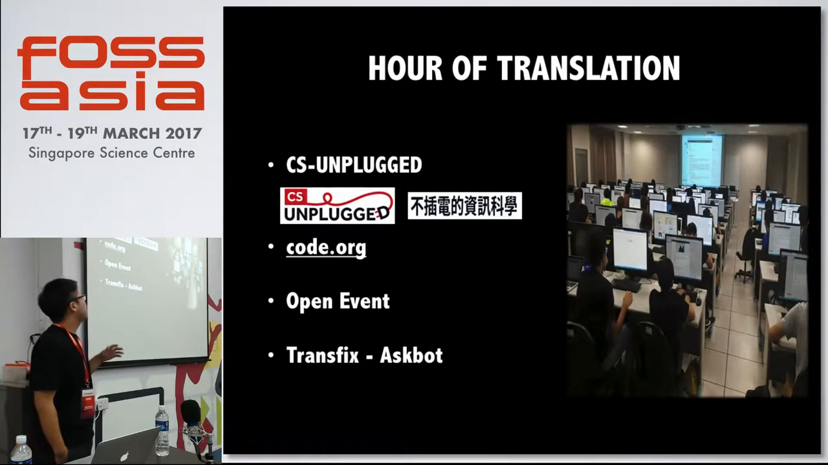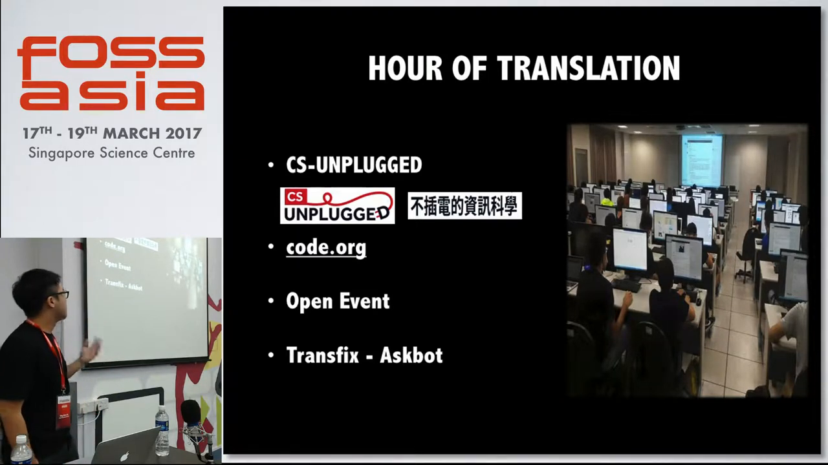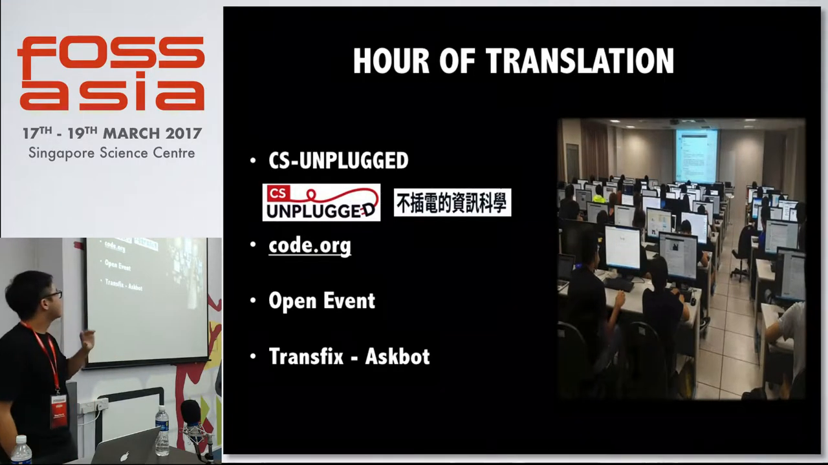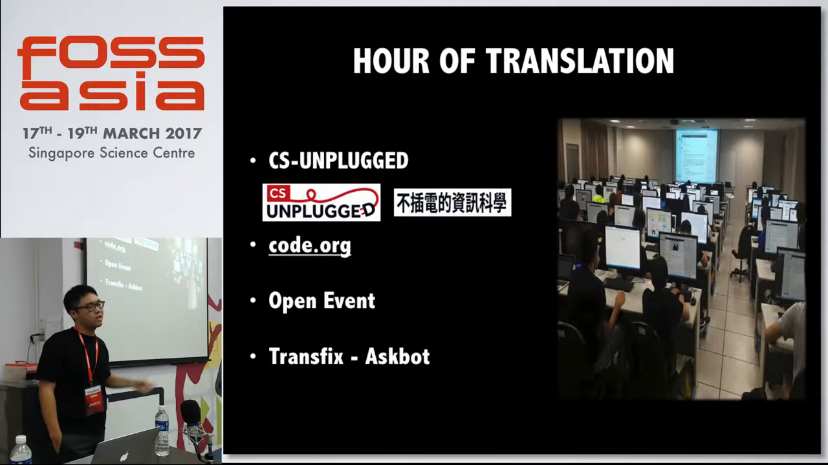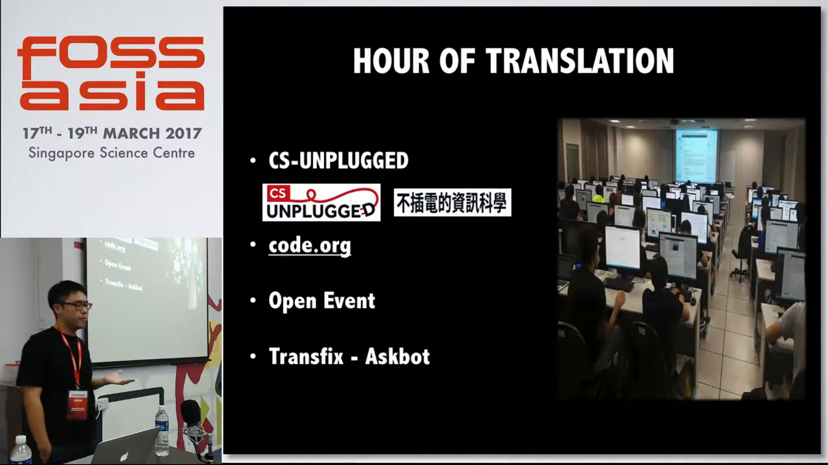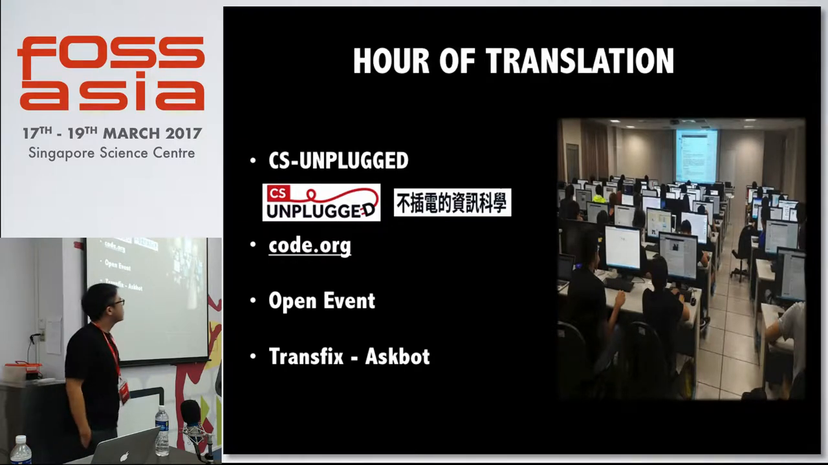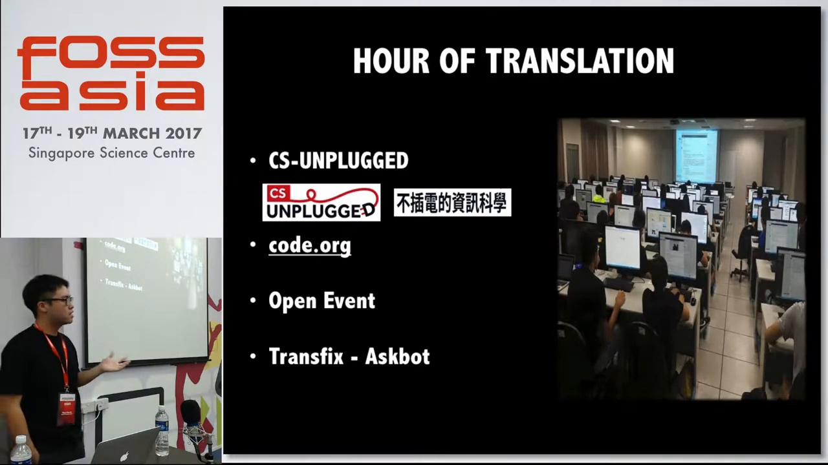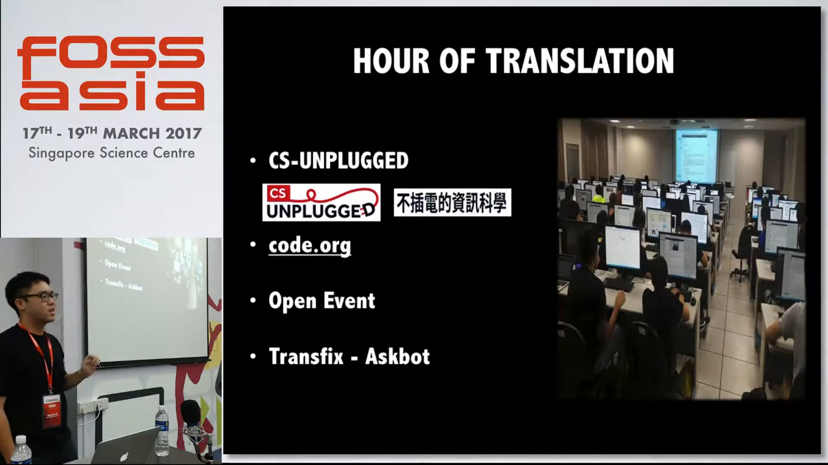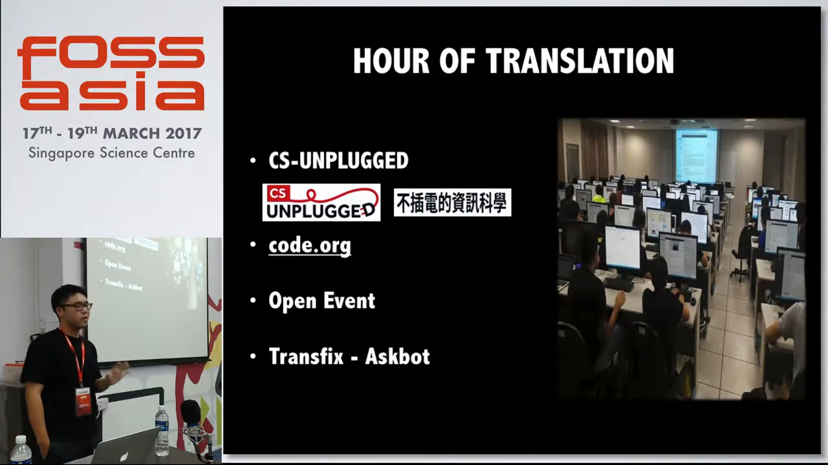So we had an activity named Hour of Translation. We let students translate many open source projects. For example, CS Unplugged is a computer science open source book. We gathered 70 students at the same time to translate all the books, and now it has a traditional Chinese version on the internet. Another example is code.org.